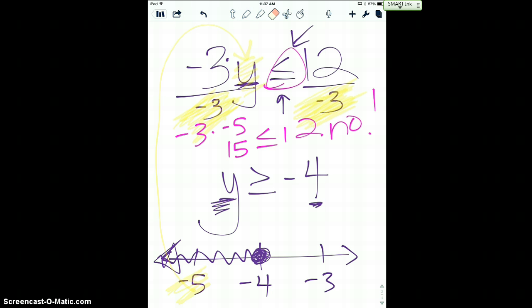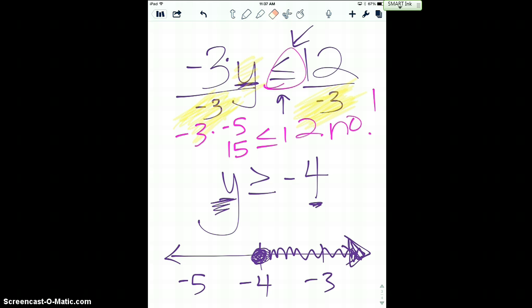So I'm now going to say that the solutions are not less than or equal to -4. They're going to be greater because I divided by that negative number. To make the inequality not true, I need to flip it around.